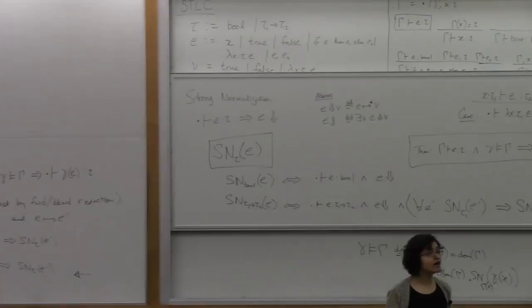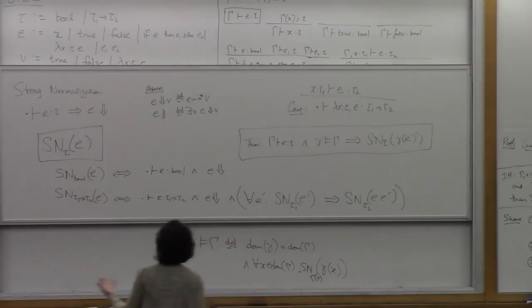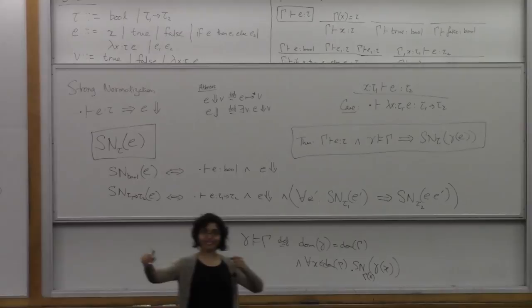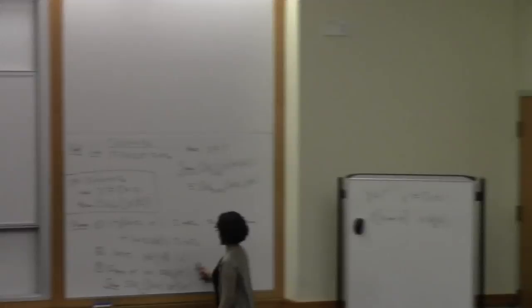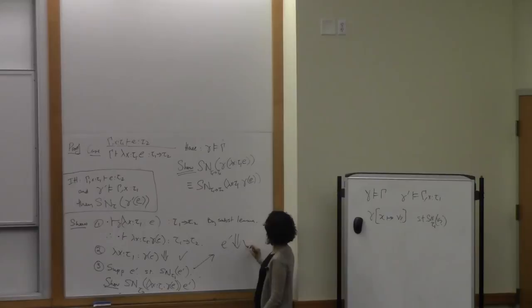It's strongly normalizing, right? We proved that at the very beginning. We said, if something is in the set Sn, then it terminates. So we know that this E prime will terminate, right? So from this property, we get that E prime will terminate. And we're going to call that value V prime.